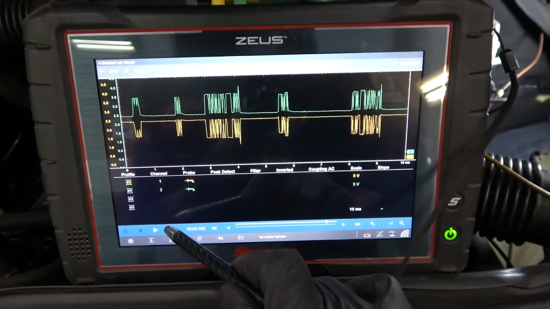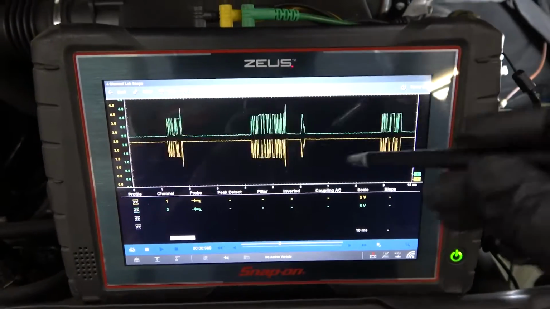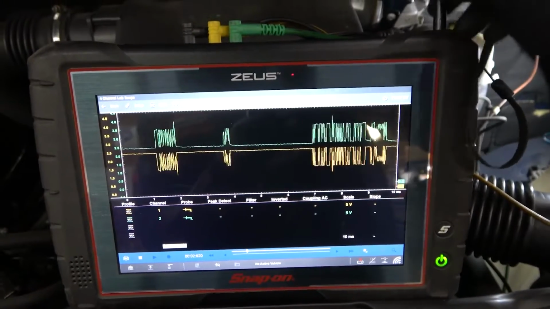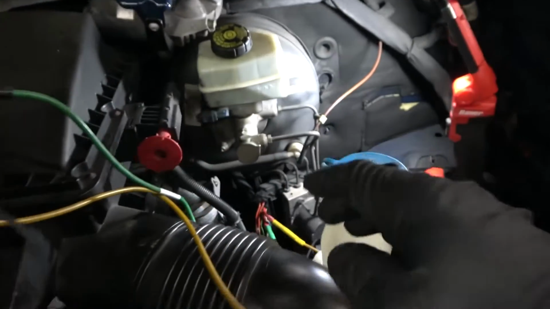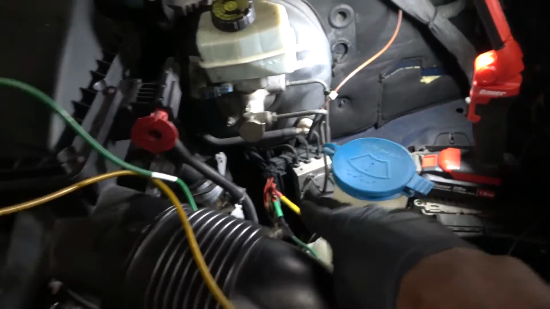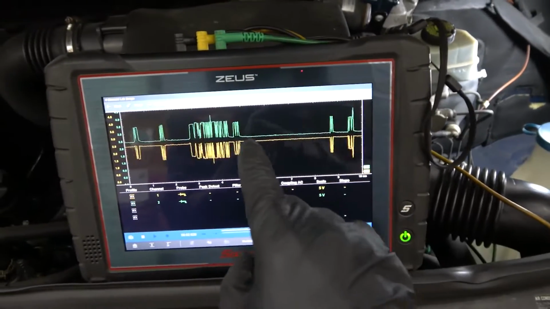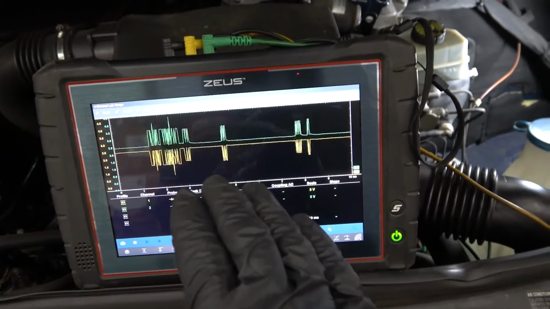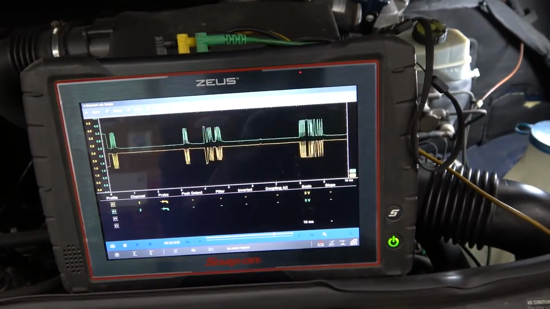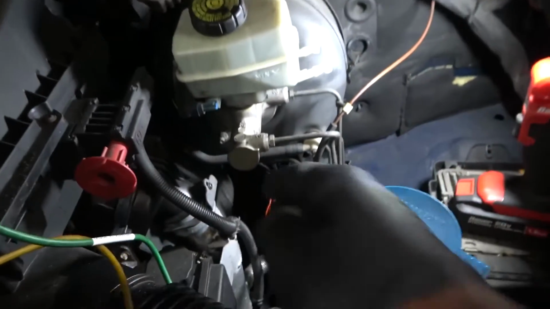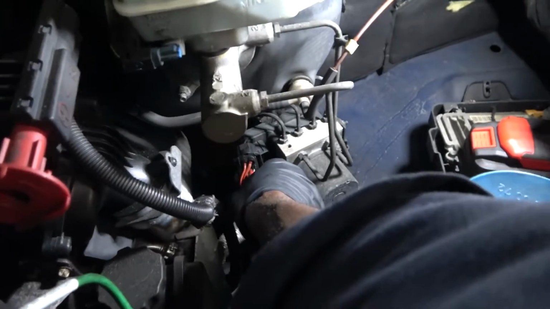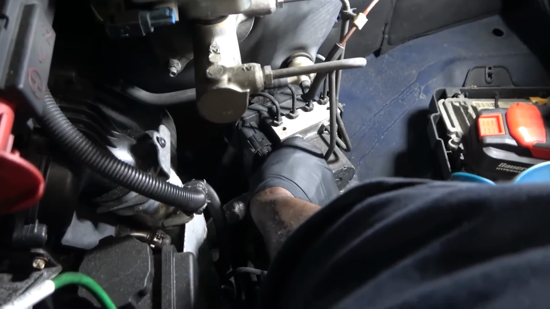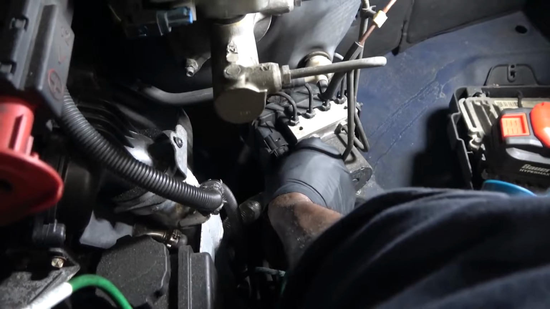So I'm going to unfreeze this now. As you can see, everything looks good. Now I'm going to reconnect our ABS control unit. Let's see if these packets will be different when we reconnect our ABS control unit. So we're gonna carefully plug this back in.